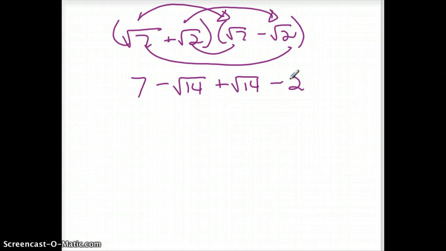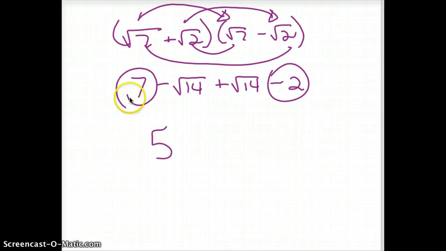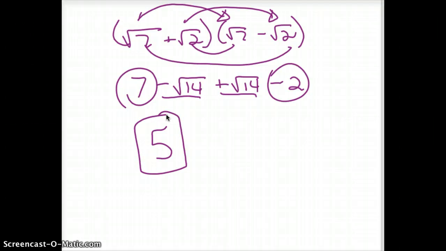Now I'm going to combine my like terms. I see 7 and a minus 2, so that's just 5. And I have negative root 14 and positive root 14. That's just 0. I don't need to have it. It's just 5. So try your own pair of conjugates and see if you can figure out anything cool that's happening.